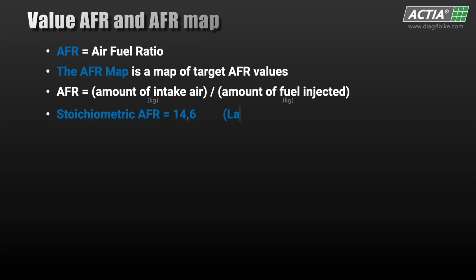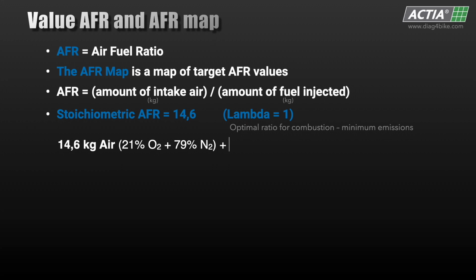However, there is one AFR value in particular that is very important. It defines the ratio where a full chemical reaction, in other words oxidation by combustion, takes place between fuel hydrocarbons and oxygen in the intake air. The result of the chemical reaction is water and neutral gases, namely nitrogen and carbon dioxide. From the perspective of emissions, this neutral ratio is known as the stoichiometric ratio. For gasoline fuels without additives, the stoichiometric AFR is 14.6.